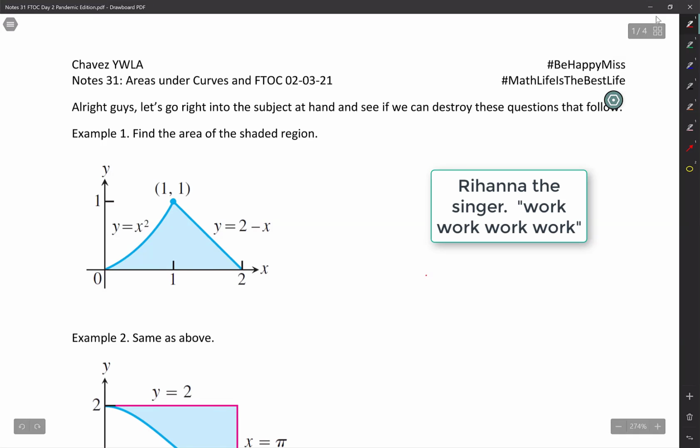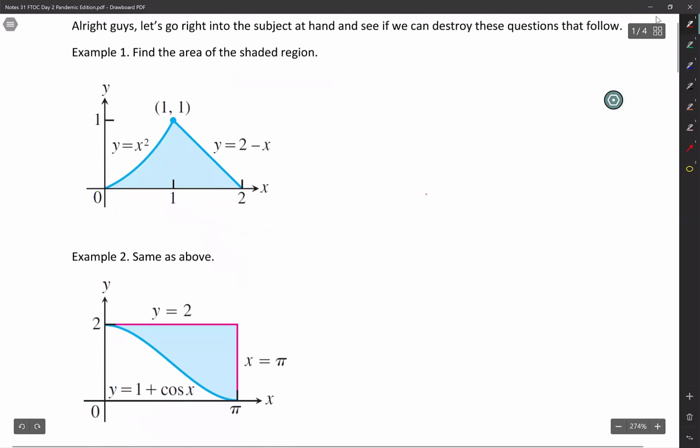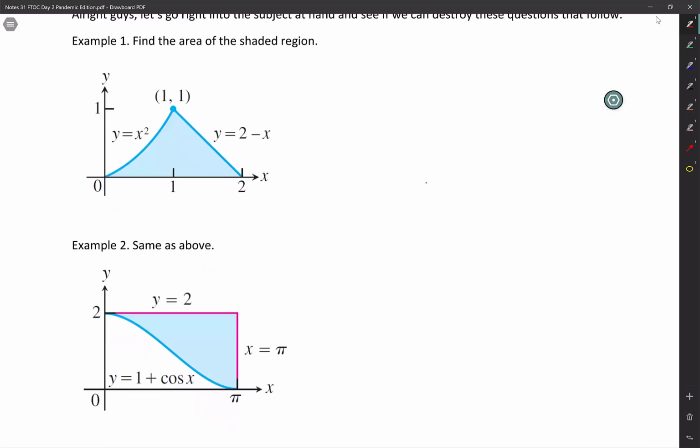Area under the curve, FTOC. So we're looking at this, and I want the shaded region. If you have one of those fancy printers, it's going to print out light blue. I don't have fancy printers here at school, so mine came out light grayish. So if I wanted to find the area of this shaded region in blue, I have two equations.